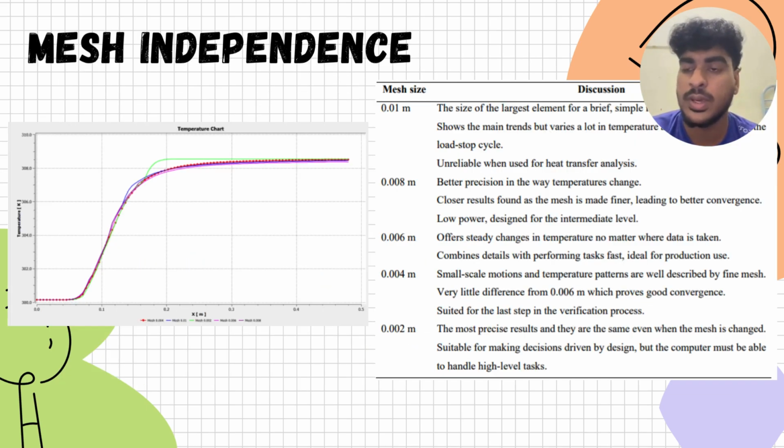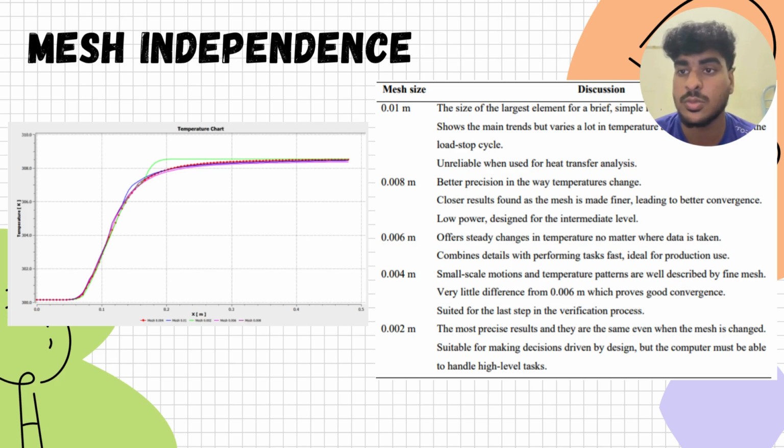Okay, so next would be the mesh independence analysis. For the first mesh size, we have 0.01 meters. This shows the mean trends, but then it varies a lot in temperature at higher positions. Next, we have 0.08 meters, which is a better precision than 0.01. But then the low power, which is designed for intermediate level and leads to better convergence.